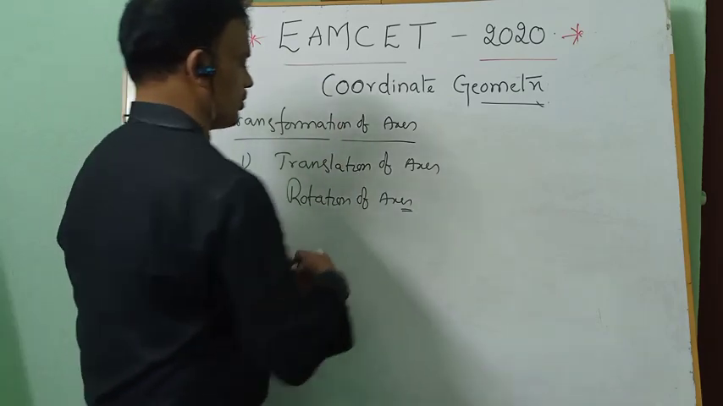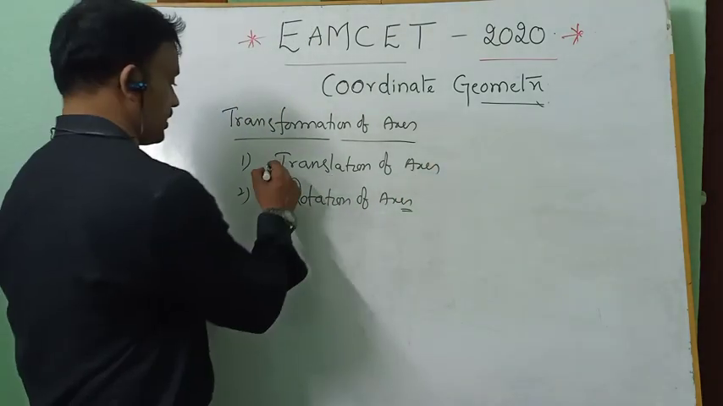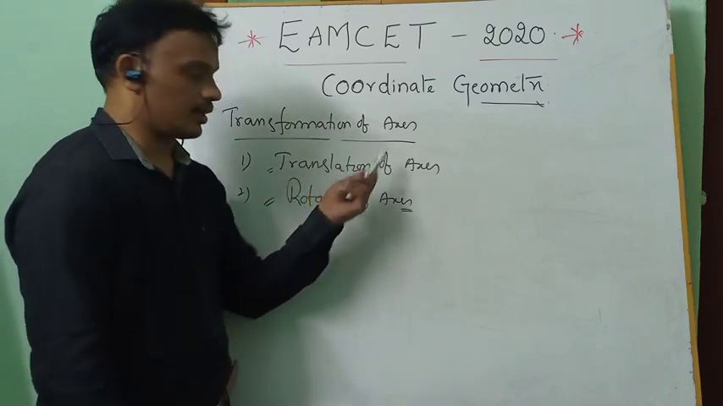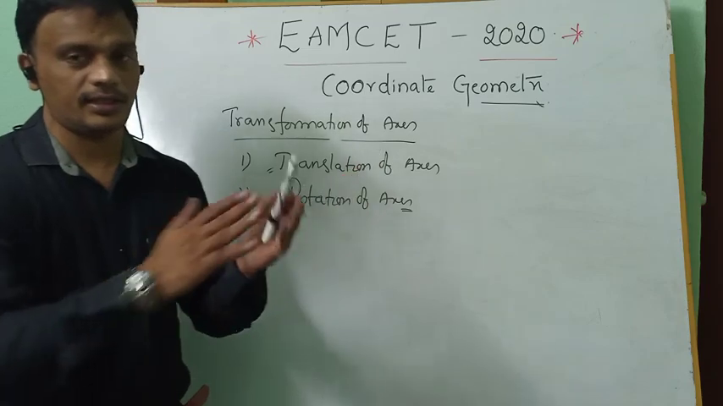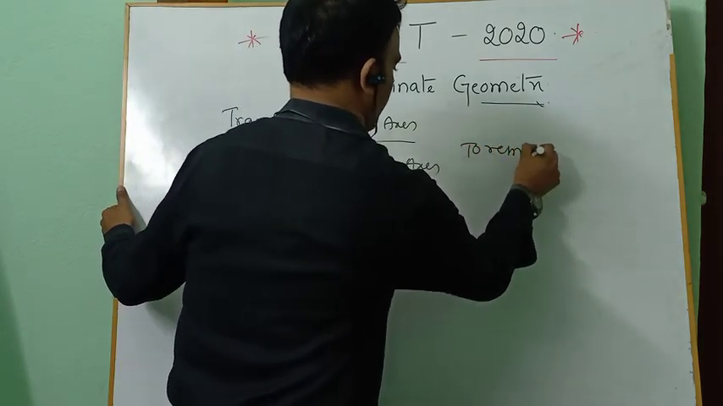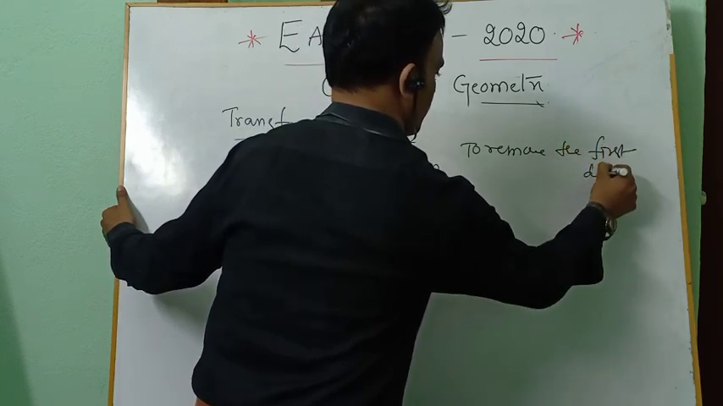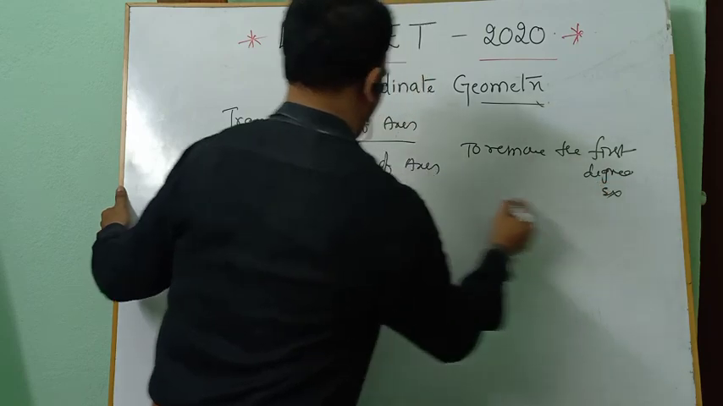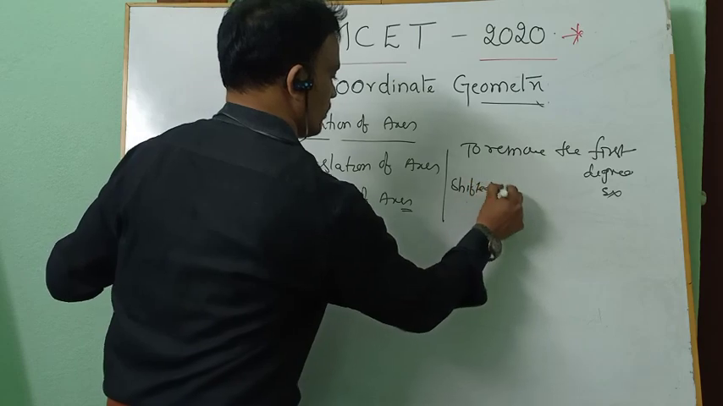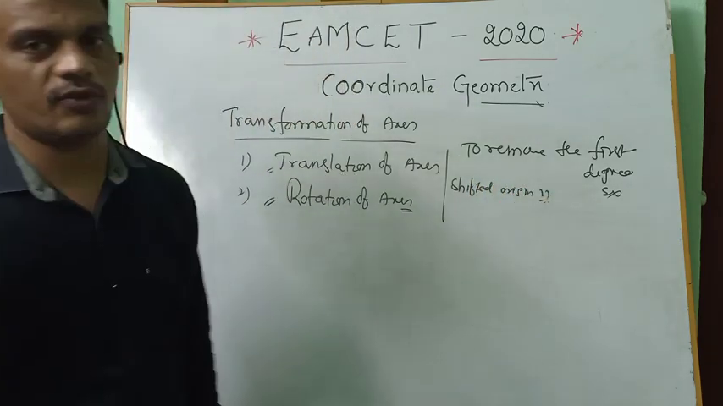And please one more thing. Coming to the translation of axis, one thing is there. When the axes are translating, in that process, to remove the first degree expressions, where the origin has to be shifted, what is the shifted origin? We should find this one. Of course, for this one there is a formula.